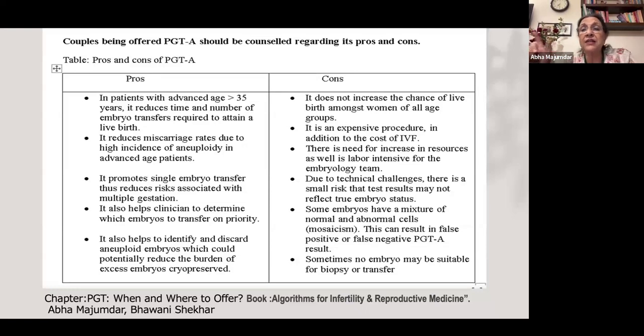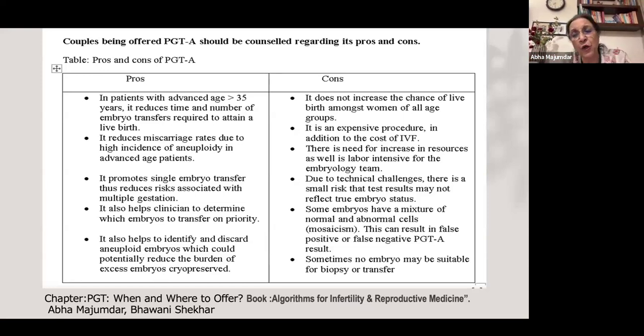What are the cons? It does not increase the chance of live birth amongst women of all age groups. So if we do it across all women undergoing IVF, it will not increase the live birth rate. It is only for a small segment of women of advanced age. It is an expensive procedure and adds to the cost of IVF. There is a need for increased resources, and it is very labor intensive for the embryology team because they have to first take a biopsy, preserve the DNA, and then freeze all these embryos. Due to technical challenges, there is a small risk that test results may not reflect true embryo status. And some embryos have a mixture of normal and abnormal cells, that is mosaicism.